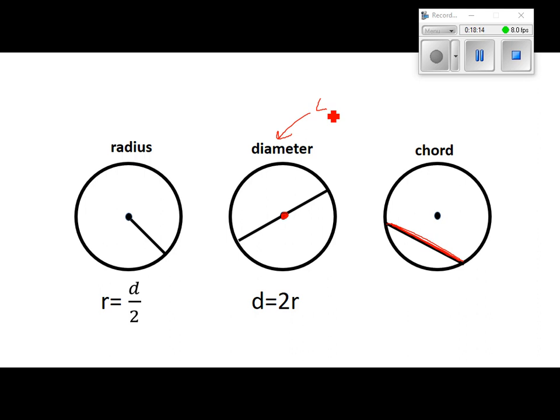But as far as a chord goes, a diameter is the longest possible chord. Is a chord always a diameter? No. Is a diameter always a chord? Yes. A chord, the definition is it just goes from one edge to the other. Is the diameter always going to go from one edge to the other? Yeah. So a diameter is always a chord, but a chord doesn't have to be a diameter. Again, radius is diameter divided by 2, or diameter is radius times 2.